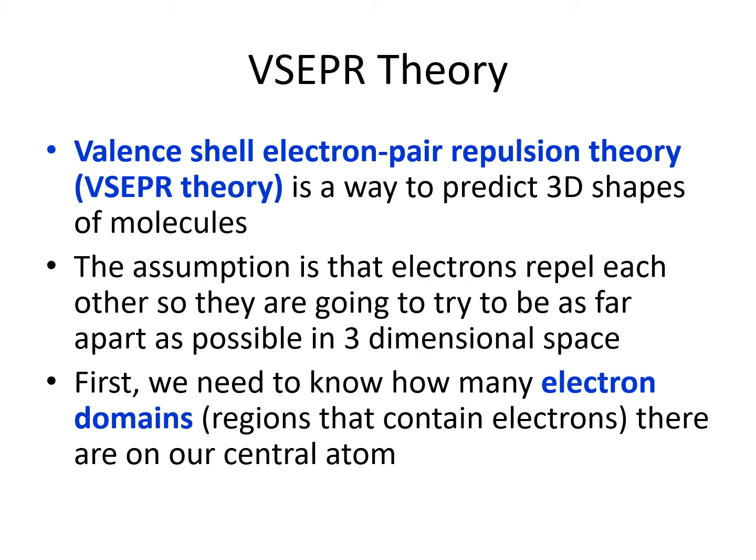To figure out the molecule's shape, the first thing we are going to need to know is how many electron domains are on the central atom. Electron domains are regions on the central atom that contain electrons. I like to think of this like a floral arrangement. There's often a styrofoam ball with flowers sticking into it at different angles. The styrofoam ball is the central atom, and how things stick into it determines the shape of the arrangement.